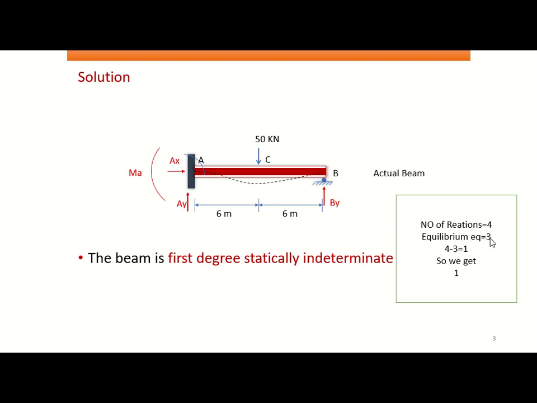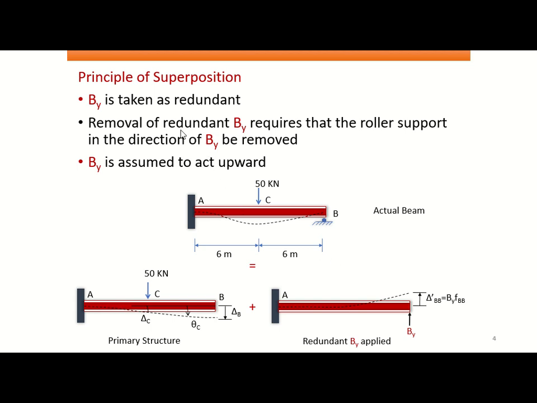The number of equilibrium conditions we know is 3, so 4 minus 3 is 1. So we know that it's a first degree statically indeterminate structure. How does this come? At A you can see 3 red arrows, and 1 at the roller. The equilibrium conditions we know are Ax, Ay and the moment, 3 equilibrium conditions. So 4 minus 3 gives 1.